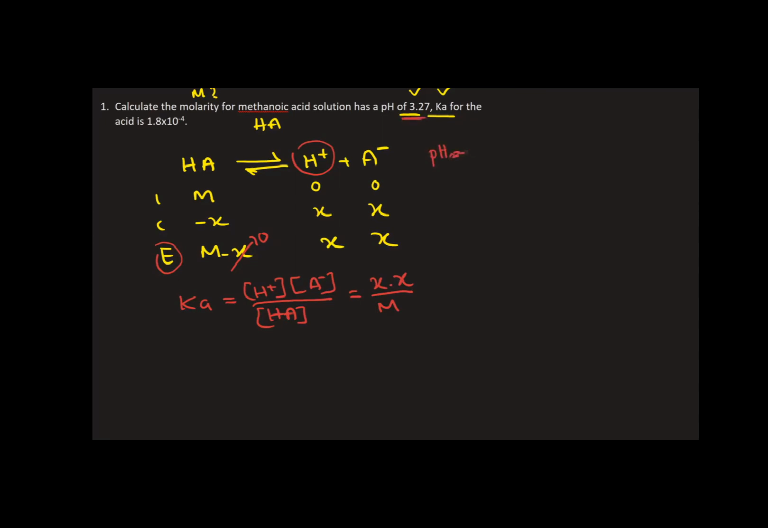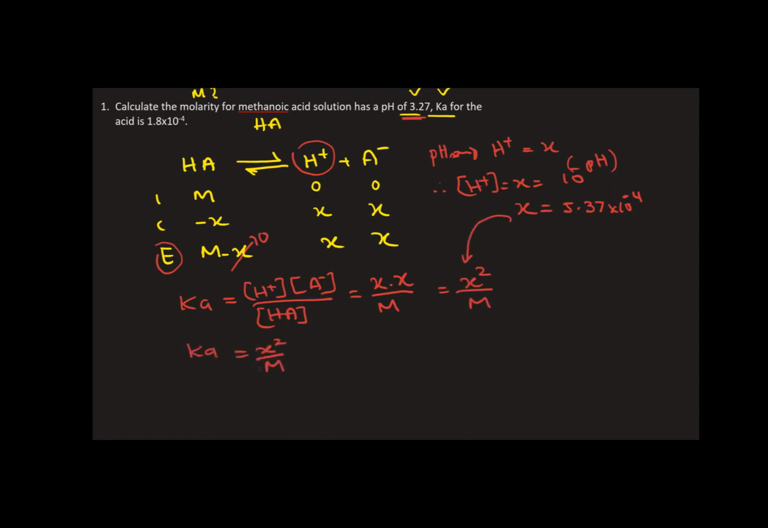Now to find x, you're going to use the given pH. So H plus is x. So H plus concentration is 10 to the negative pH. So you're going to use the calculator. 10 to the negative pH value, which is 3.27, will give you the x, the molarity of protons. In this case, 5.37 times 10 to the negative 4 molarity, right? So now we can substitute the x squared with that one.